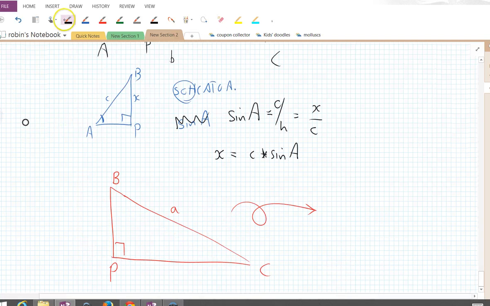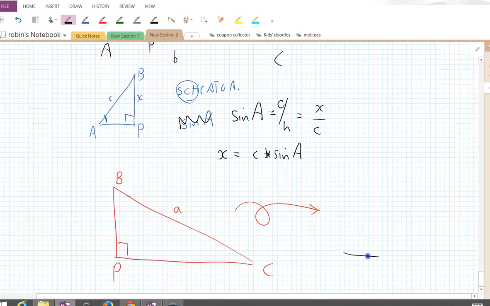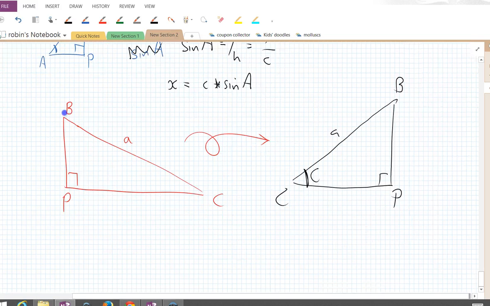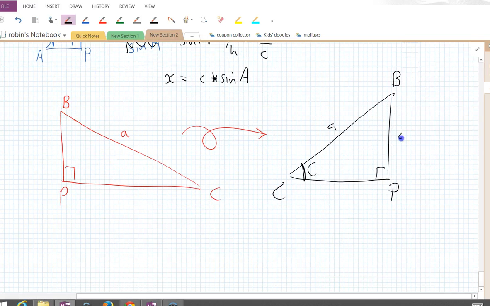Right. I'm going to flip it over and put it into standard form simply because it's easy to think about. See, I'm not drawing it perfectly, but it doesn't matter. So that's point B up there. That's P down there. That's C. That's my right angle. That's side A. And this angle here is angle C, or the angle at point C. Oh, and that's X there.